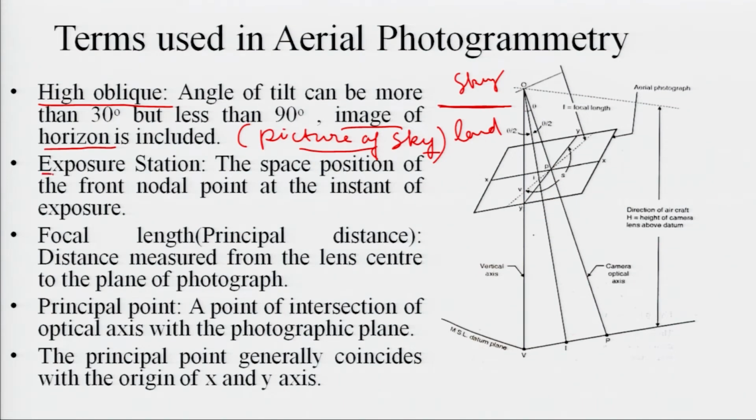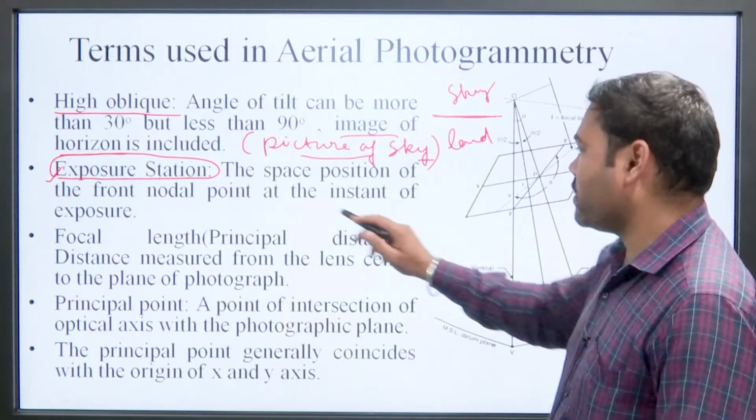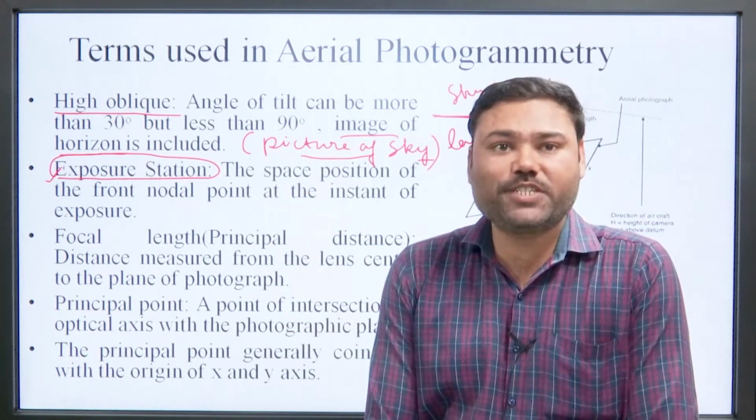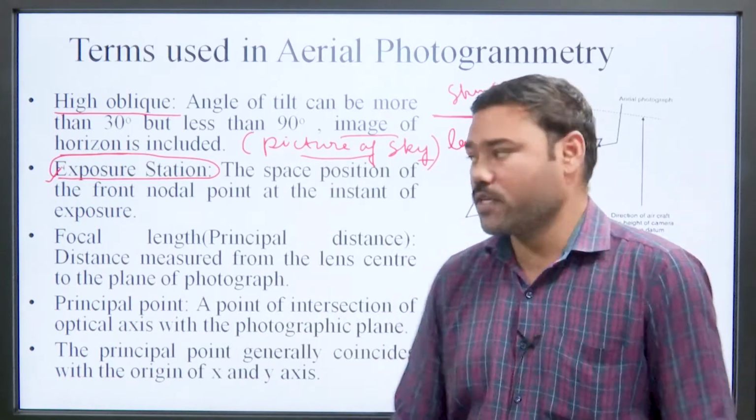Talking about exposure station, the exposure station is defined as the first station from which we can take a first photo of an object. So exposure station is defined as the space position of the front nodal point at the instant of exposure.